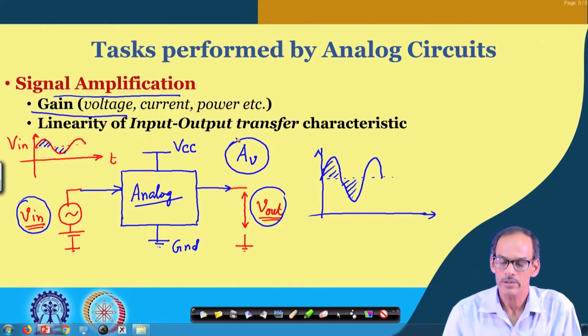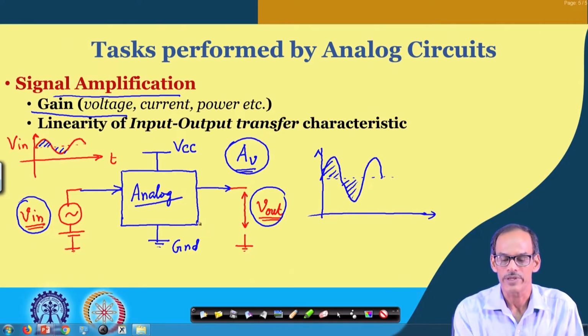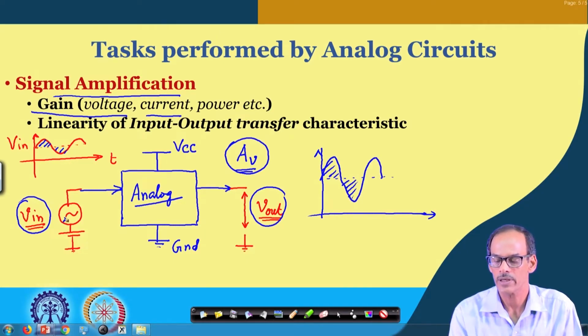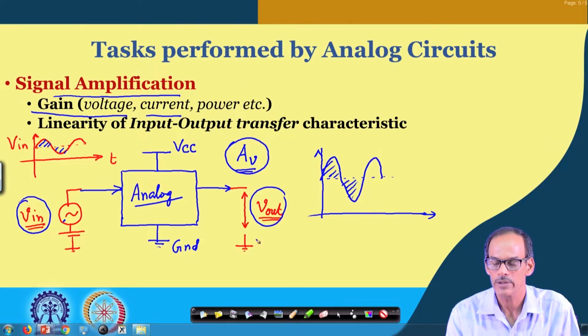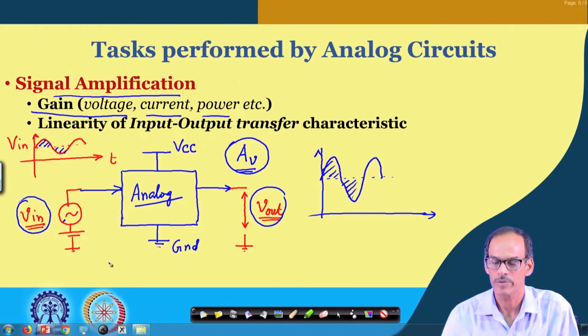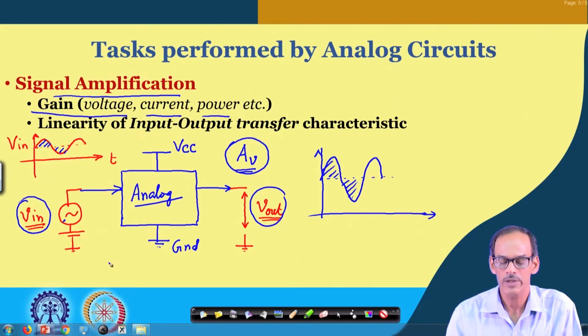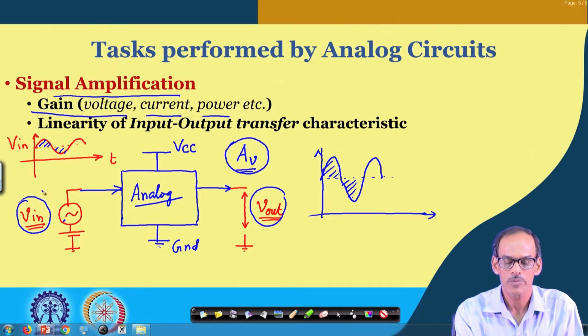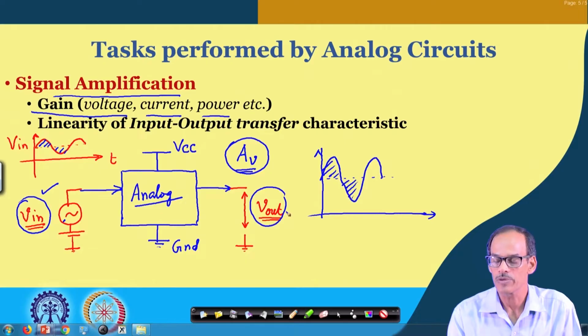So, this gain, in this case we have given an example saying it is voltage gain, need not always be voltage gain, it may be current gain. In that case, the input signal will be current and the output signal will be current. It may be power. So, input may be power, output may be power, or it may be a different combination. For example, input may be voltage and output may be current.